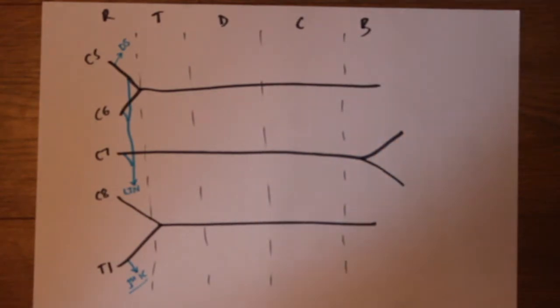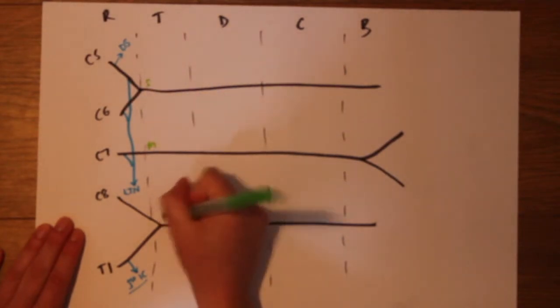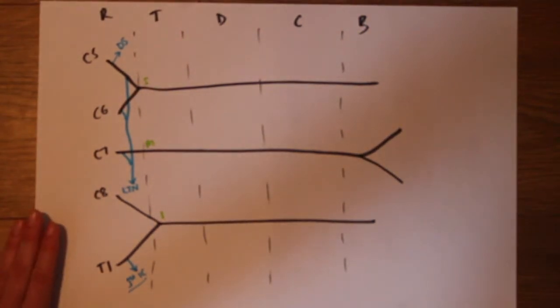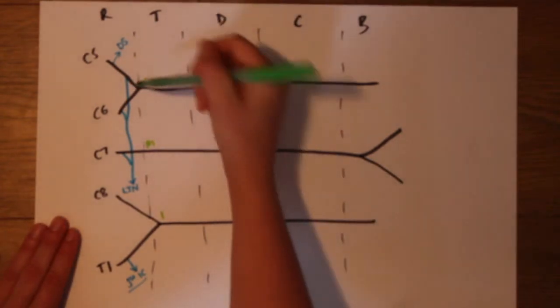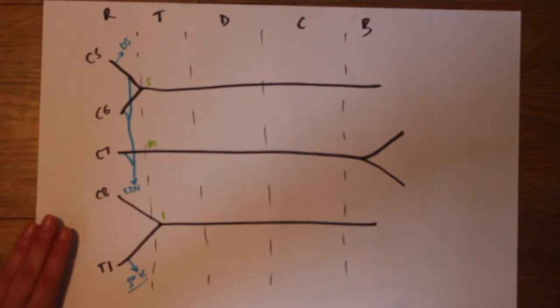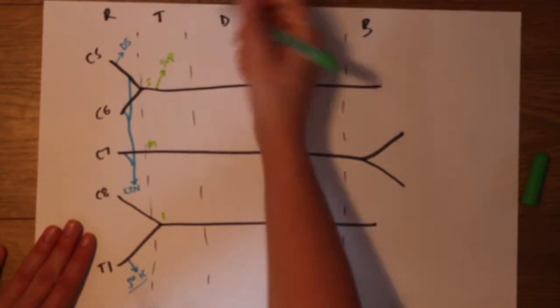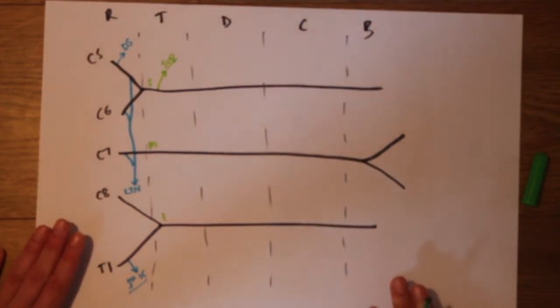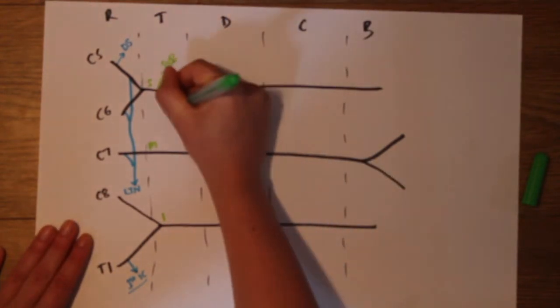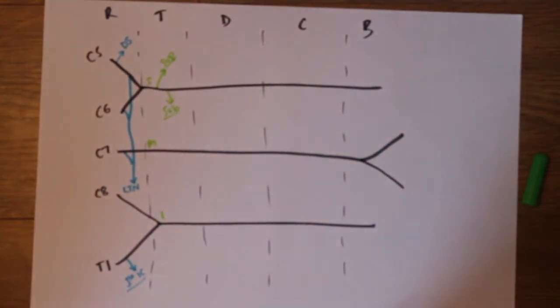So the roots converge to form 3 trunks. So we've got superior, middle and inferior. As you can see, superior is formed by C5 and 6 roots, middle by C7 and inferior by C8 and T1. 2 branches arise from the superior trunk. The suprascapular nerve, which supplies supraspinatus and infraspinatus muscles of the rotator cuff, and the other one is the nerve to subclavius, which, as the name suggests, supplies the subclavius muscle.